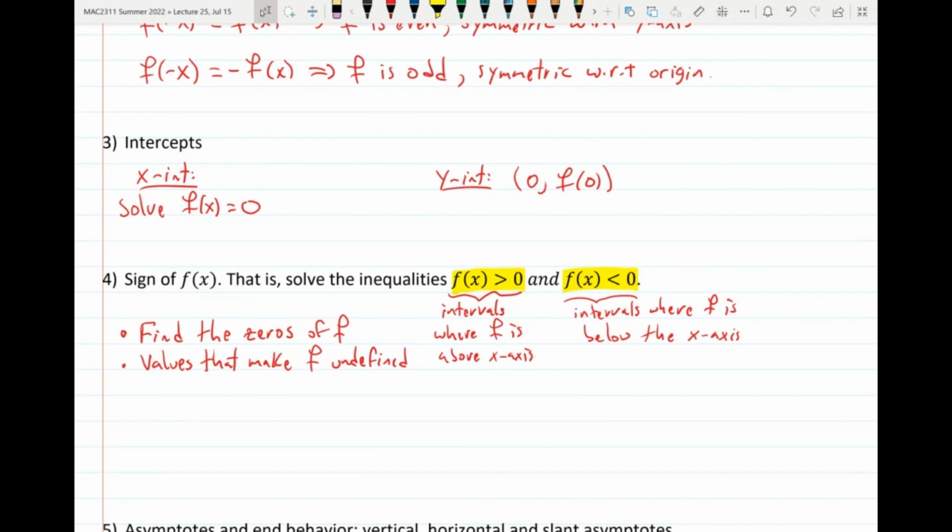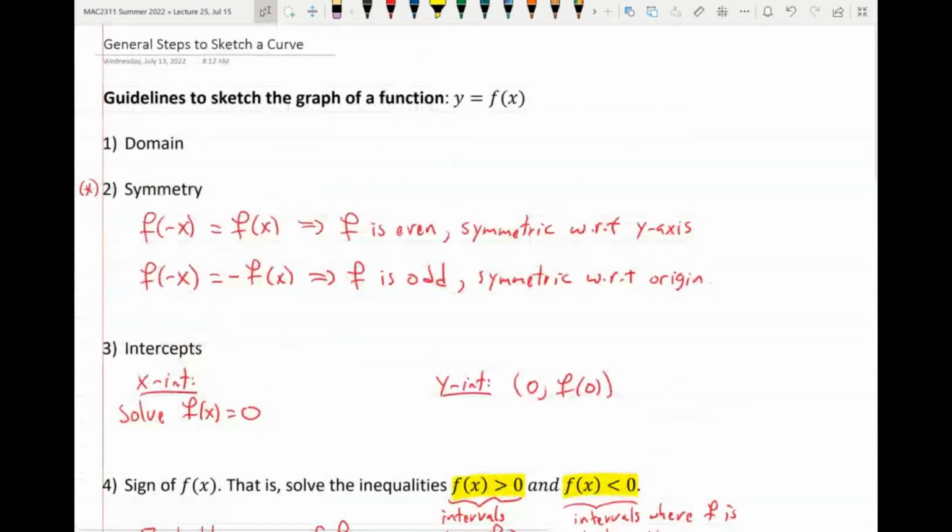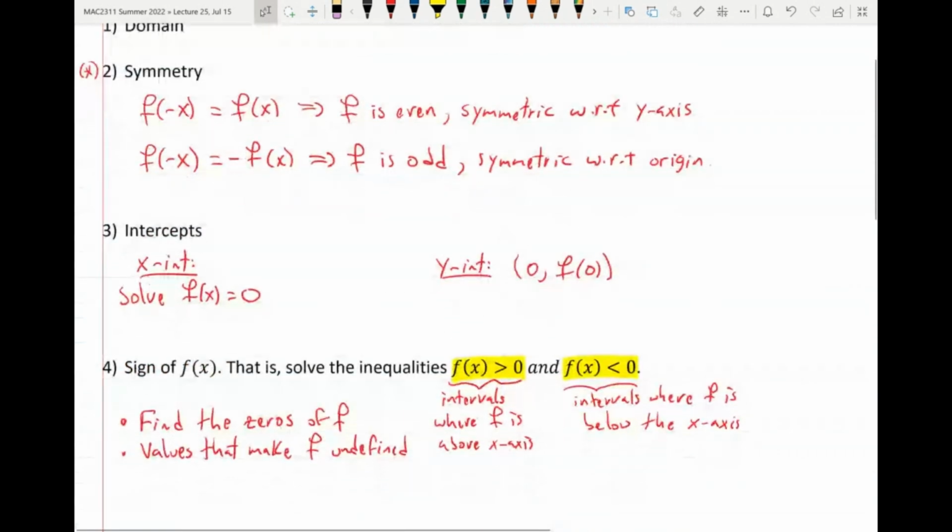The values that make the function undefined, you needed to figure that out up here when you were finding the domain. Remember, the domain is precisely the values that make the function defined. Therefore, to write down the domain, you need to know what makes it undefined, so you can remove those numbers from the real line. So in step 1 and step 3, you already have the information needed to complete step 4.